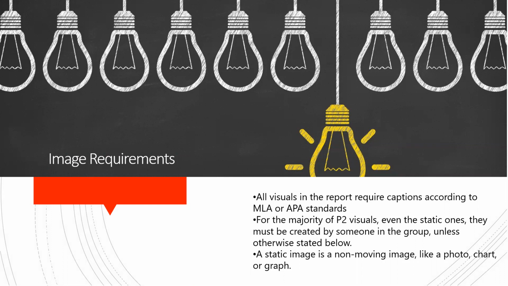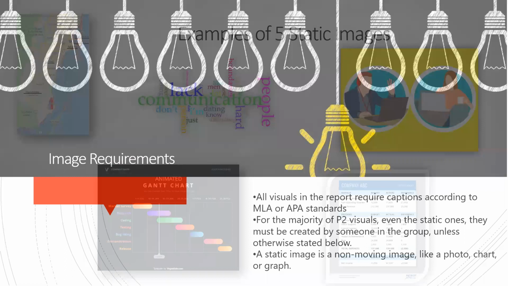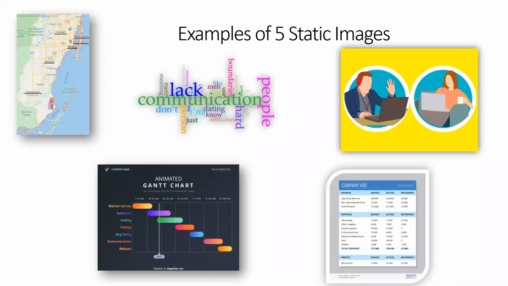Starting with the static images. What is that? A static image means it doesn't move. It's just a picture, and that includes a photo, a chart, or a graph. So these are examples of the 5 types of static, non-moving images required for the report.